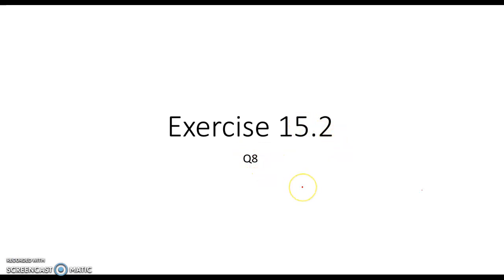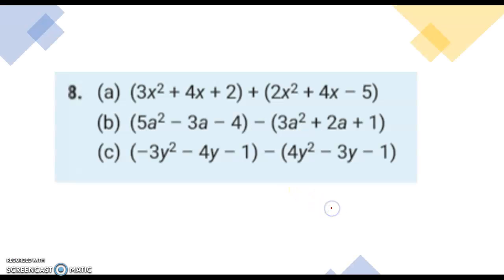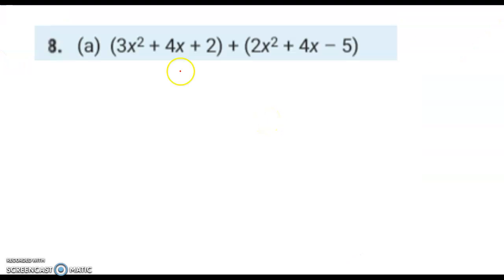15.2, number 8, last one in the questions. So we're talking about these three questions here, and there's just one more step on this one. If I give you a question like 2 by 3, or 4 by 5, you understand that means 2 multiplied by 3 or 4 multiplied by 5, and you get your answer of 6 and your answer of 20.